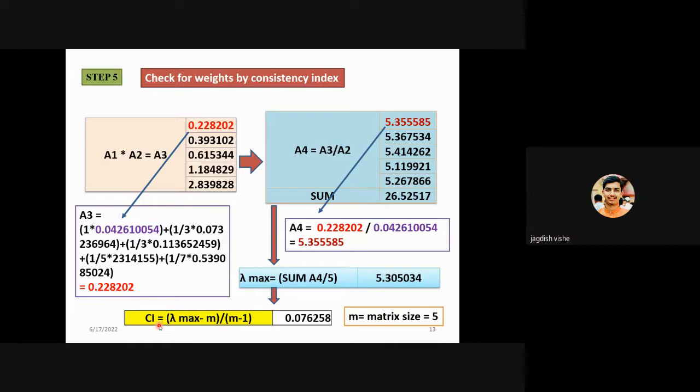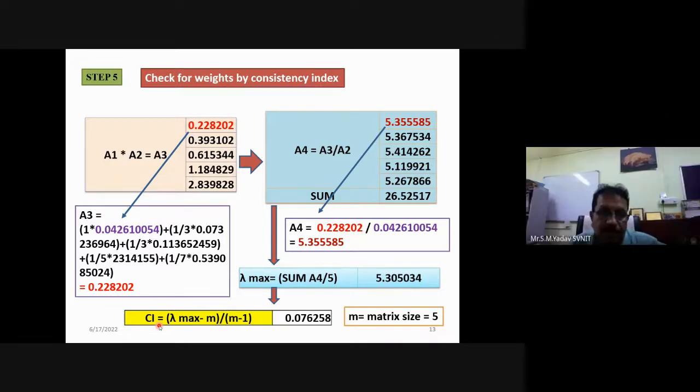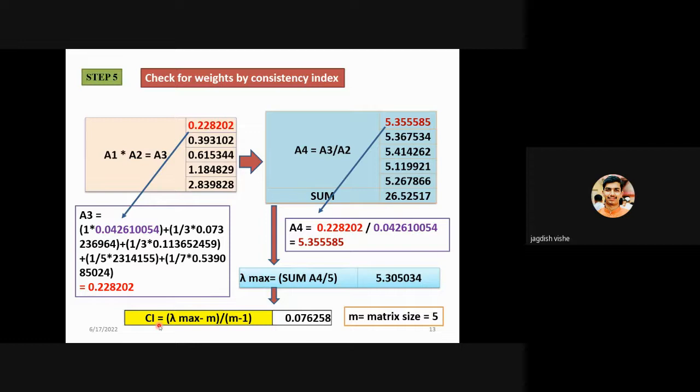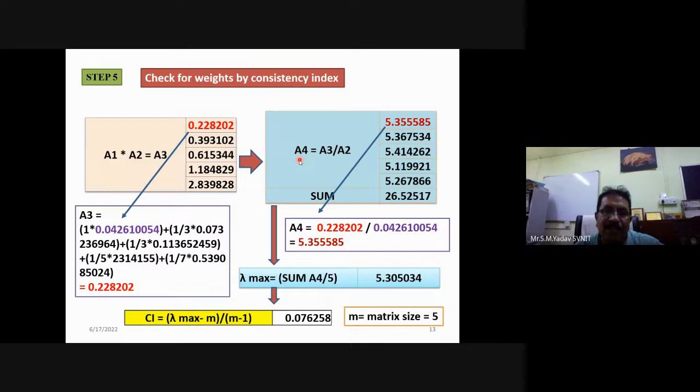Hello, sir. There was a network issue, so could you please repeat the steps after the A1 into A2 matrix? Up to what have you done? A3 you have done, na? Yes, sir, I got the values of A3. Okay, so now the A4 matrix. In the A4 matrix, take the values of A3 divided by the values of A2, meaning your weights. Divide all the values of A3 by your weights, that is A2, and whatever you get is your A4 matrix.